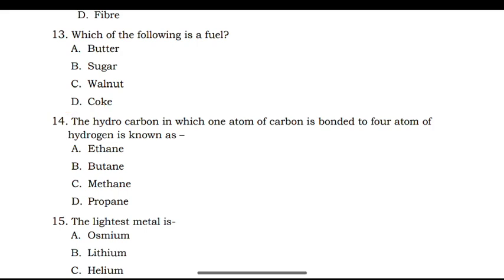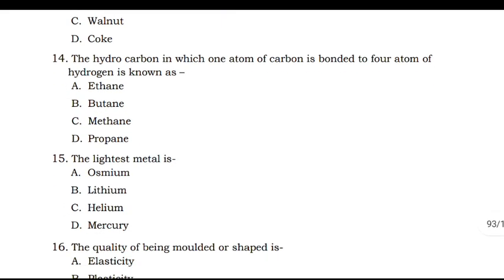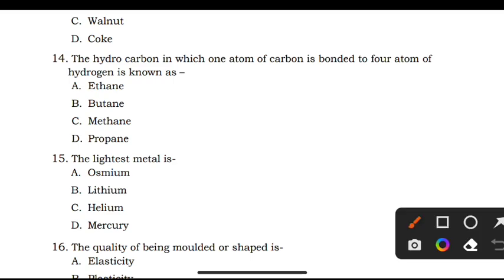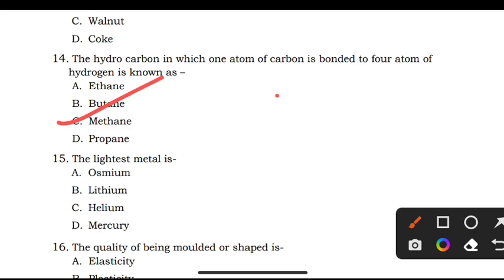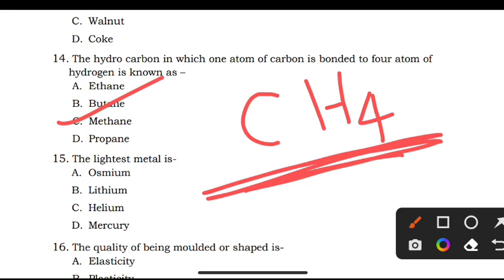And question number 14. The hydrocarbon in which one atom of carbon is bonded to four atoms of hydrogen is known as. The hydrocarbon in which one atom of carbon is bonded to four atoms of hydrogen is known as what? Ethane, butane, methane, or propane. That is known as methane, which stands for CH4. Here is the chemical formula of methane.